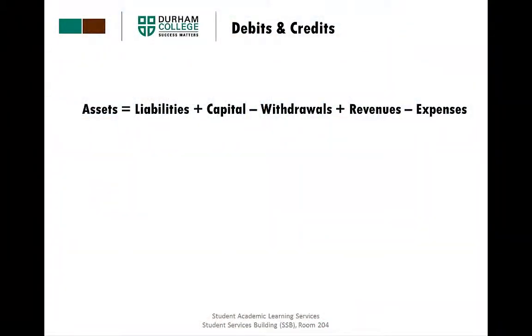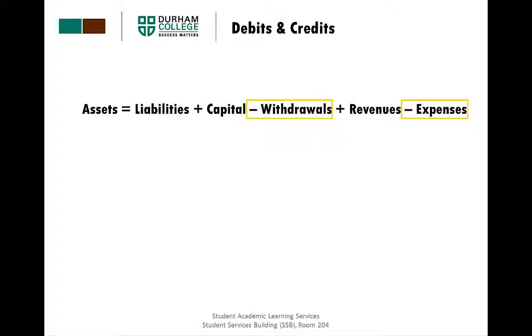Before we do our example, we need to expand the accounting equation. We do this because equity is made up of 4 different account types that change the equation in different ways. Instead of equity, we are going to use capital, withdrawals, revenues, and expenses.